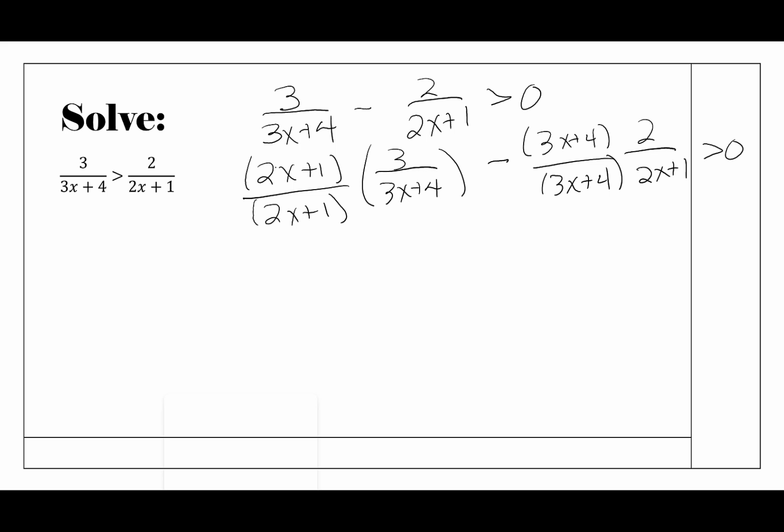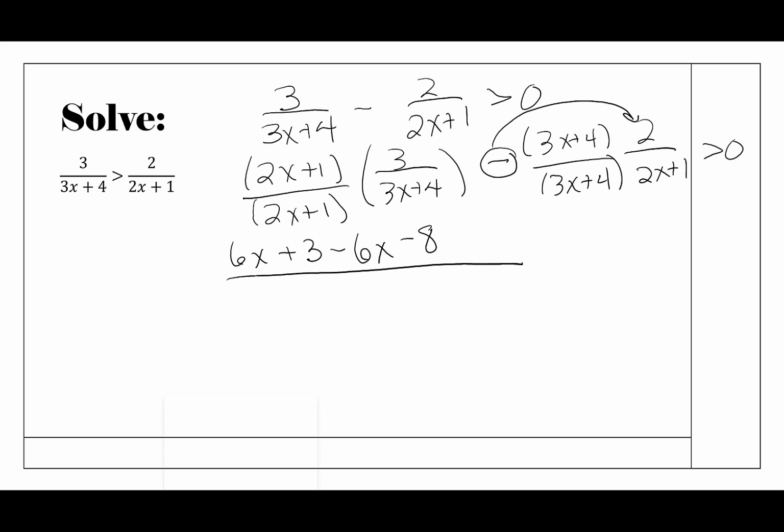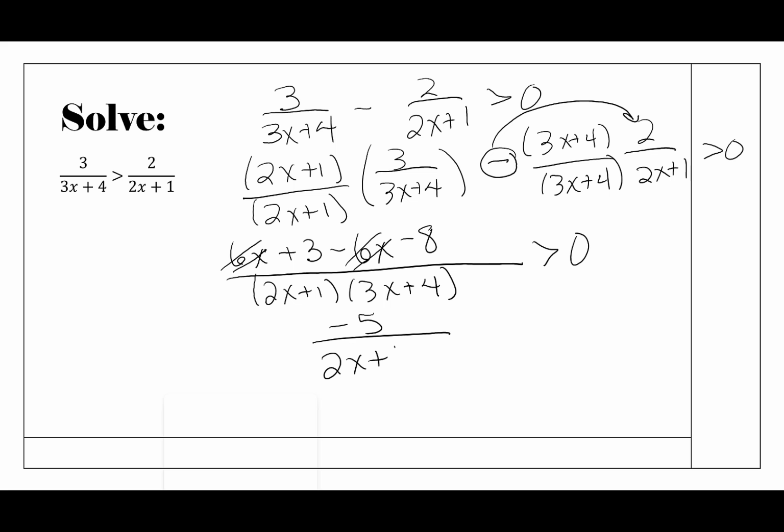So let's multiply this out. 3 times 2x gives me 6x. 3 times 1 is plus 3. Here, I think of this as being a minus 2 when I multiply, so -2 times 3x is minus 6x, and -2 times 4 is minus 8, and this is over 2x plus 1 times 3x plus 4, and remember this is greater than 0. The -6x cancels the 6x, so I have 3 minus 8, which is -5, over 2x plus 1 times 3x plus 4. And again, greater than 0.